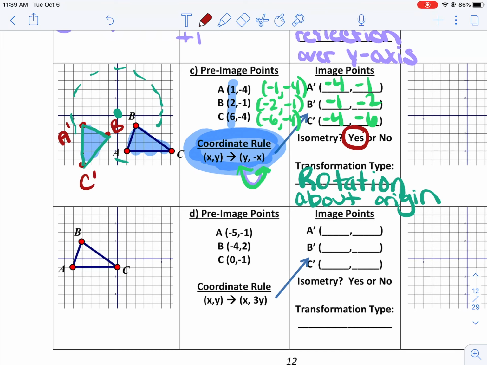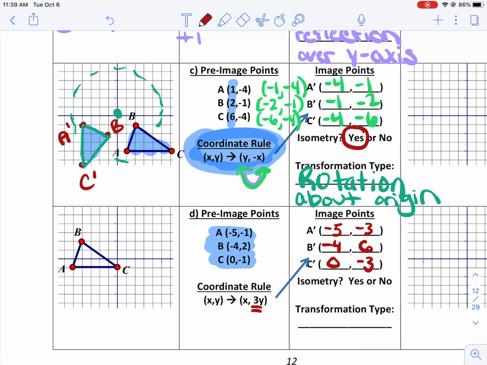All right, so for this one, notice again we have our pre-image points. And this time our rule, our x value stays the same, but our y value, it says 3y. So we're going to have to multiply by 3. So I'm going to write down our x values, they stay the same. And then our y values, I'm going to multiply all of those by 3. So -1 times 3, -3. 2 times 3 is 6. And -1 times 3, -3.